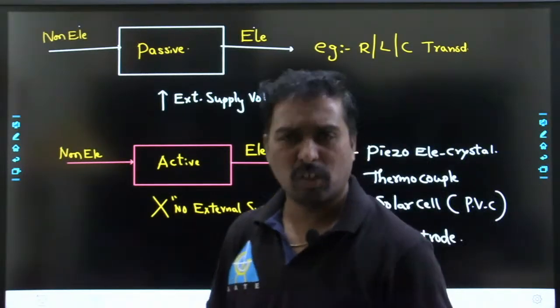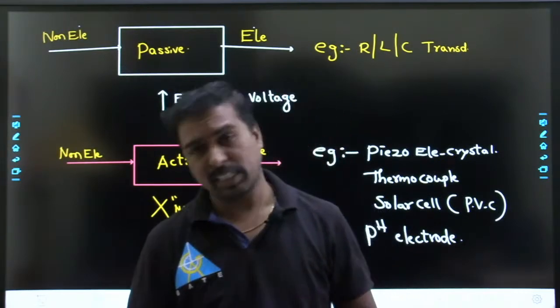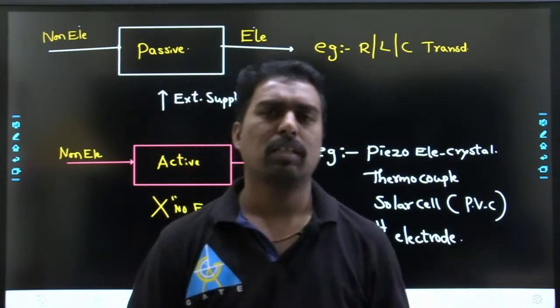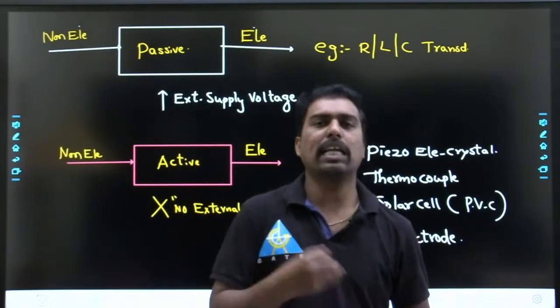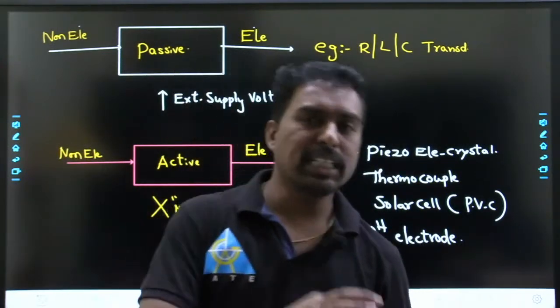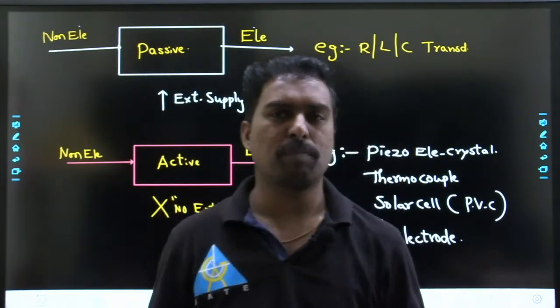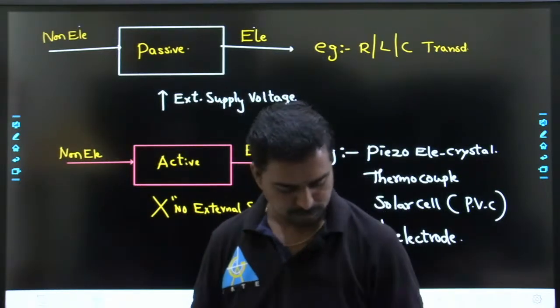Actuators: some are hydraulic actuators, some are pneumatic actuators, some are electric actuators. Hydraulic actuators will convert the hydraulic form of energy into motion. Electric actuators will convert electric energy into motion. Pneumatic actuators will convert pressure into motion.